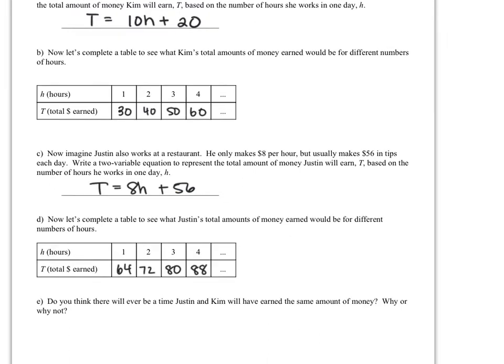So I can see from my tables that for 1 hour, Kim only makes $30, while for 1 hour, Justin makes $64. Do you think there'll ever be a time where their amounts of money would be the same? Pause the video to think about that question and put your answer here. Press play when you're ready to check your answer.